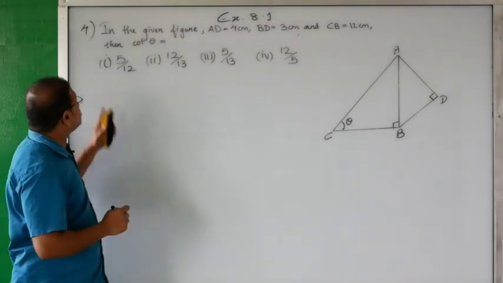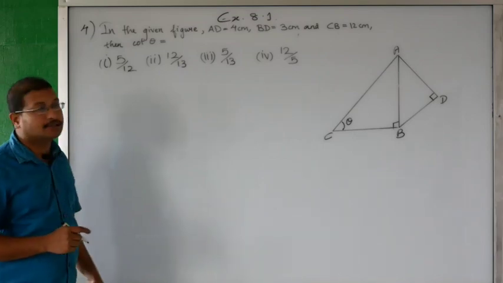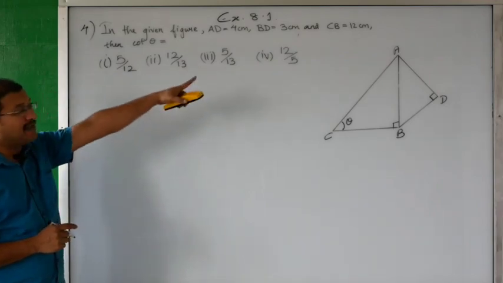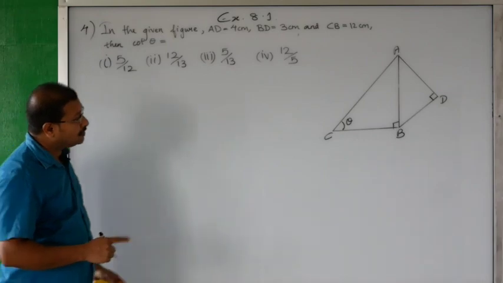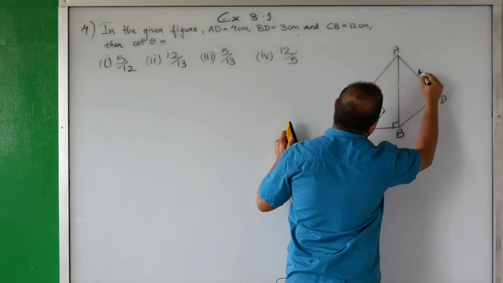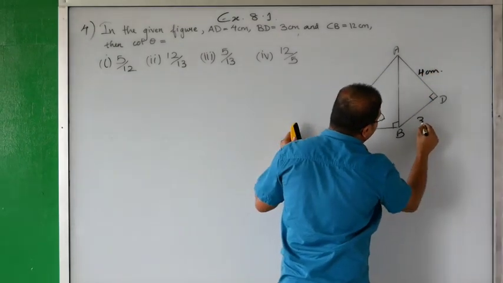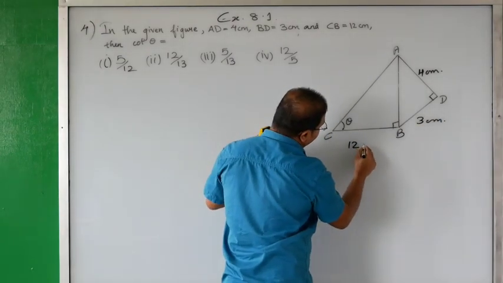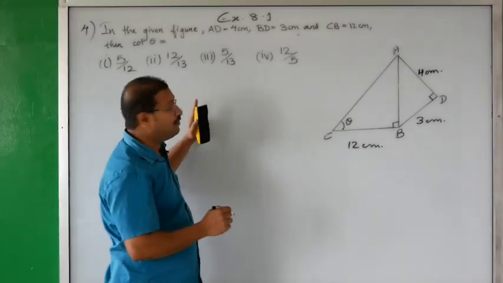See the next question. Question number 4. I'll read the question once. In the given figure, AD equals 4 centimeter, BD equals 3 centimeter, and CB equals 12 centimeter, then find the value of cot theta. Ready? So let's see now. What is given? AD is given 4 centimeter, and BD is given 3 centimeter, and CB is given 12 centimeter. Now what do you want to find out? Cot theta.